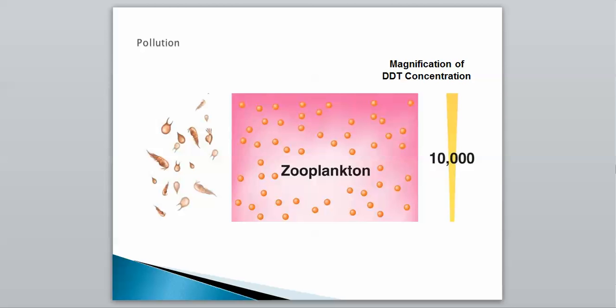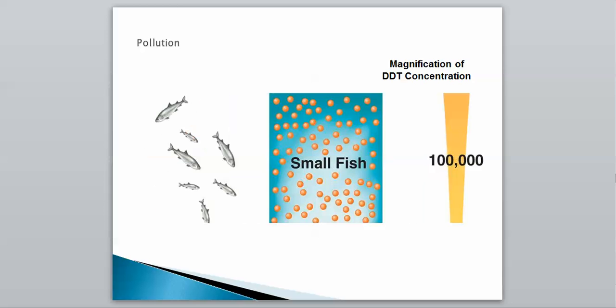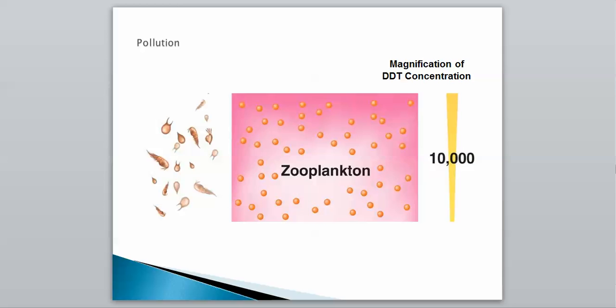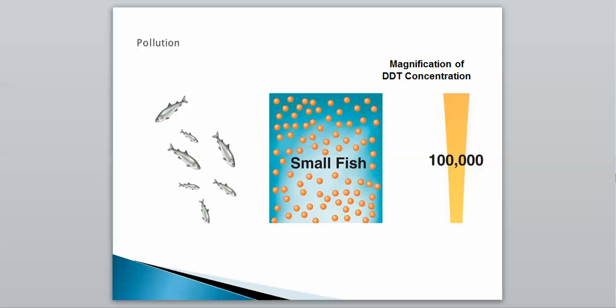It's just going to keep growing, and this is going to create a big problem because the zooplankton serve as food for very small fish. The small fish have to eat a lot of those tiny zooplankton to survive, and since the zooplankton are full of DDT, now our fish are going to be full of DDT. So now we're up to 100,000 times the concentration that we had before. It just keeps constantly increasing more and more.